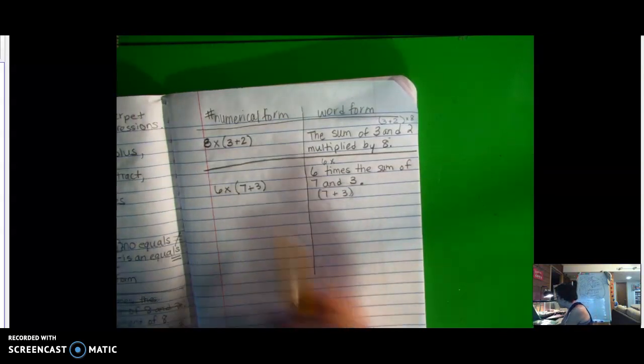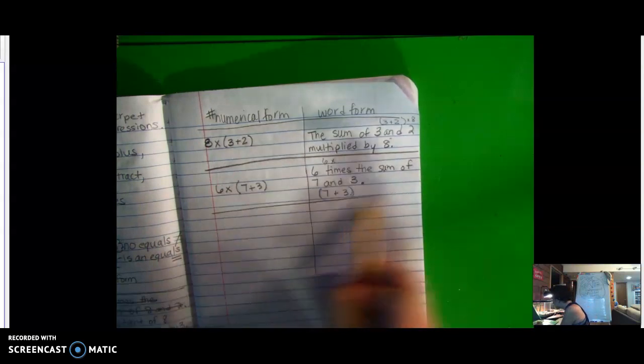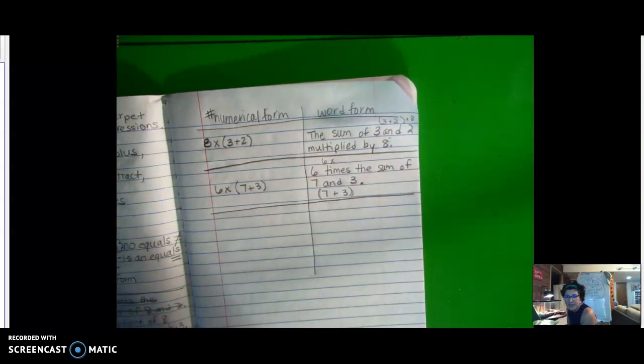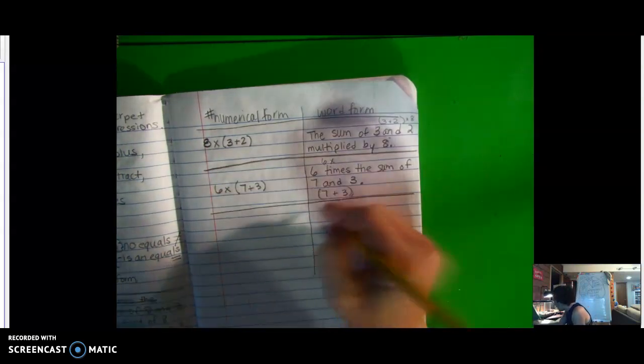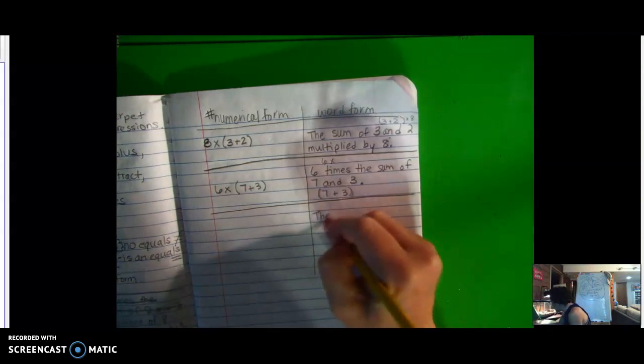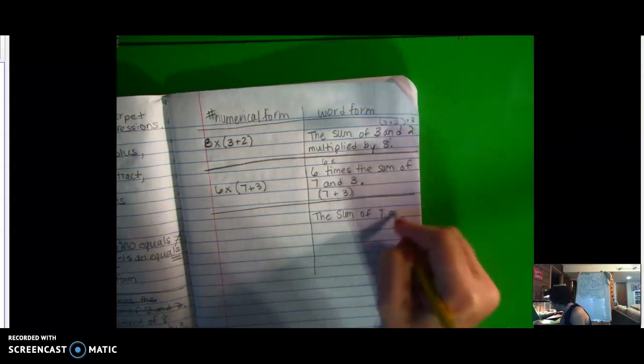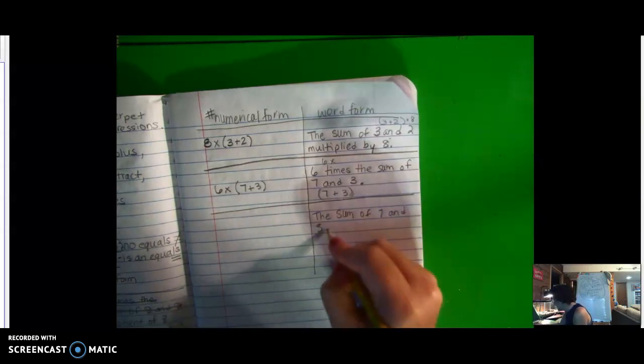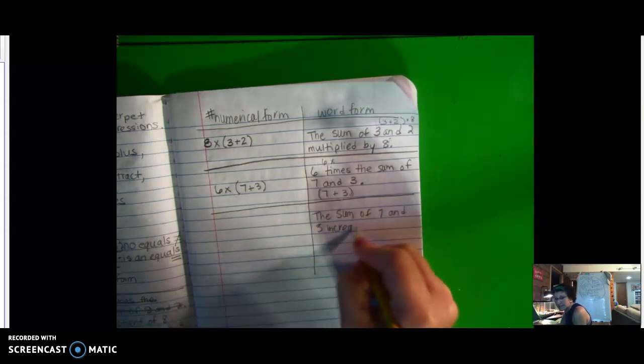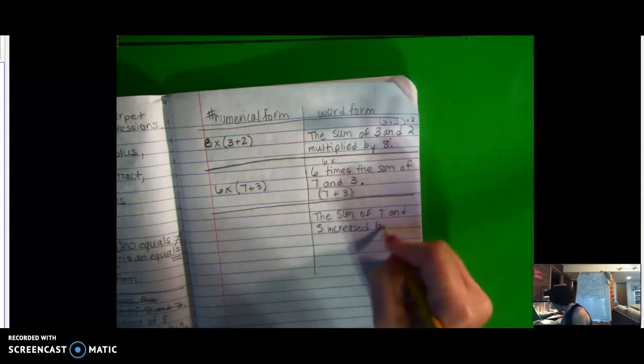What if we have the sum of 7 and 3 increased by 6?